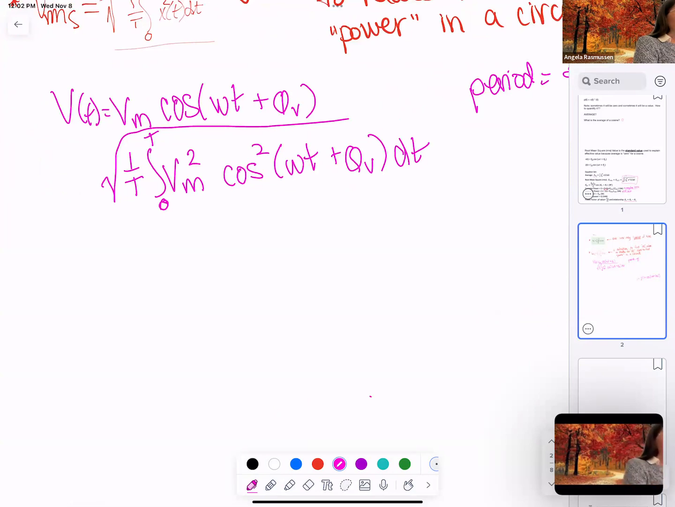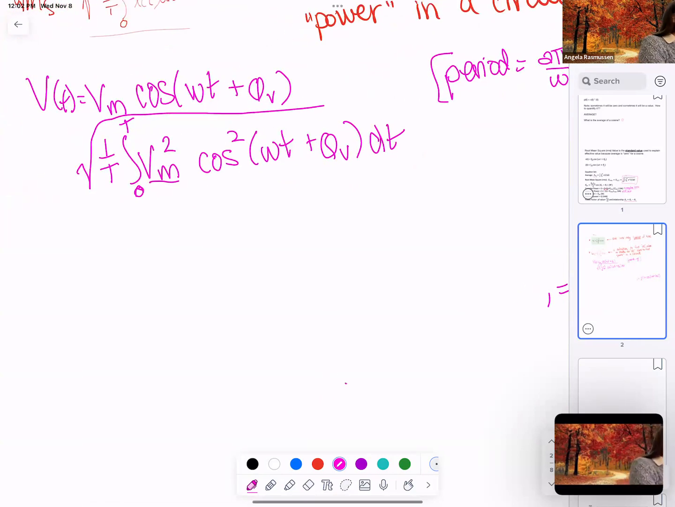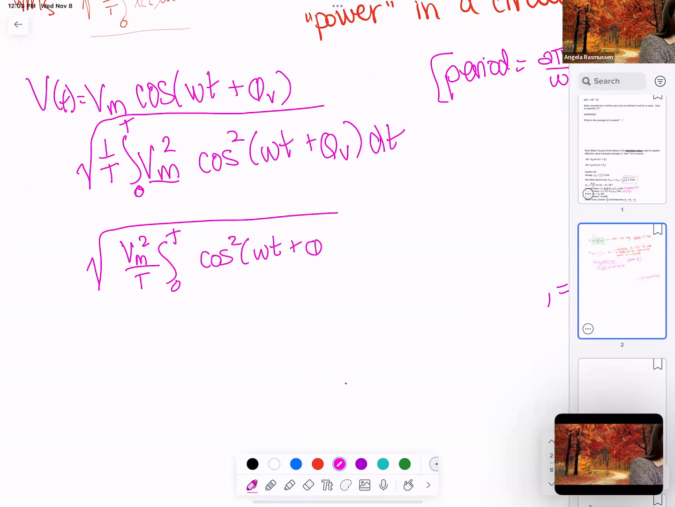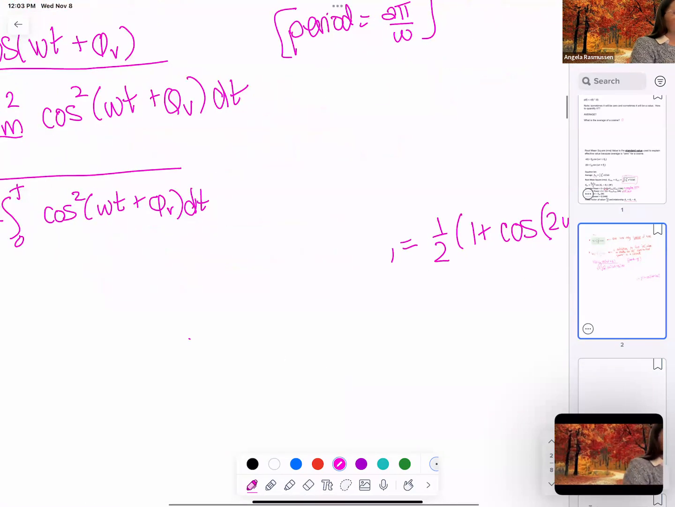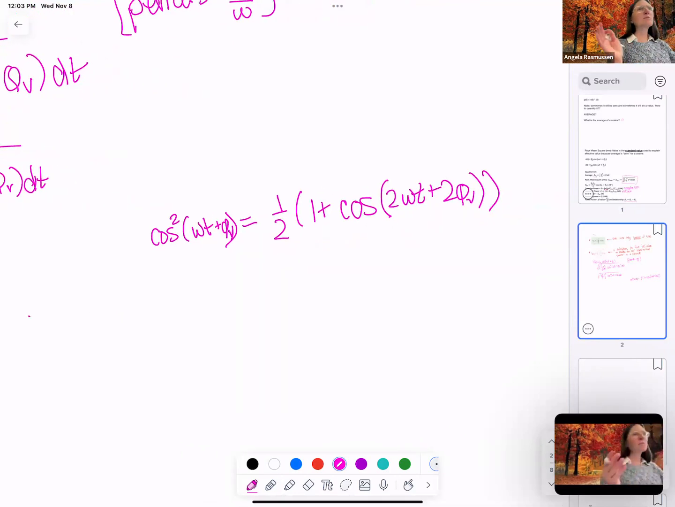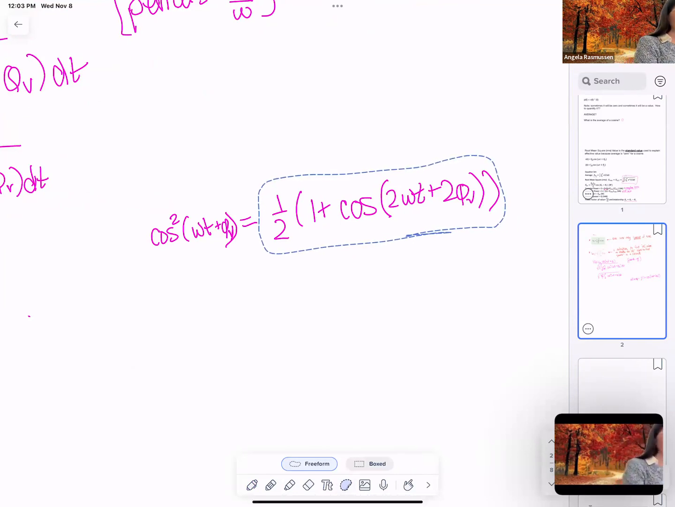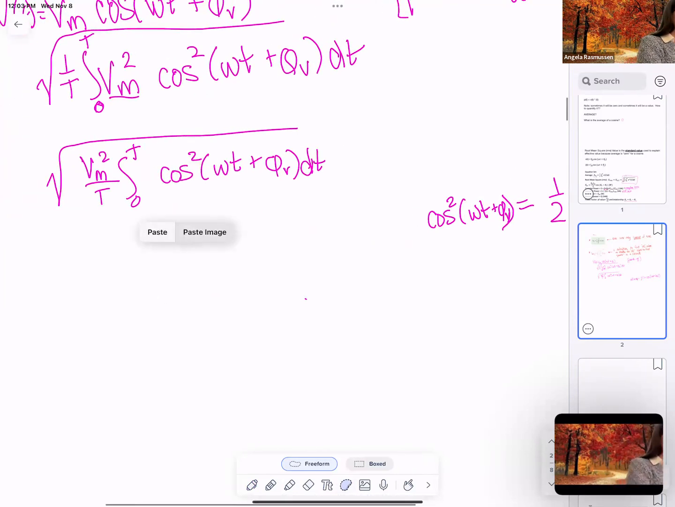That's just a side note, so don't need to worry about that part. So Vm is a constant, so I can just take that one out front. So this becomes Vm squared over T, integral from 0 to T, cosine squared of omega t plus theta dt. So cosine squared of omega t plus theta v actually has a property to it. It's a half times 1 plus cosine of 2 omega t plus 2 theta v. So I can just plug that in here.